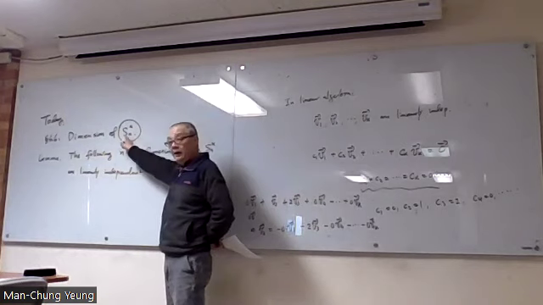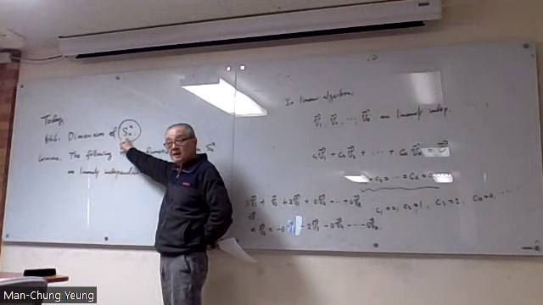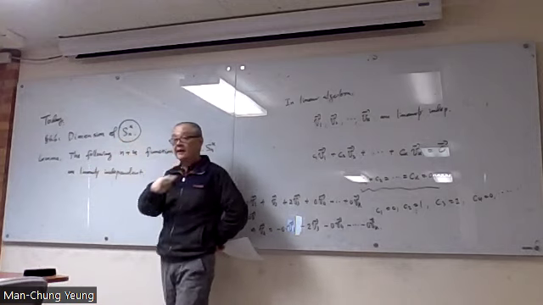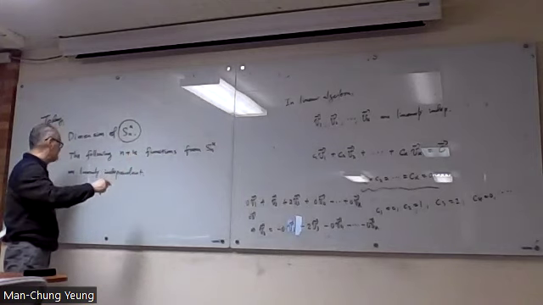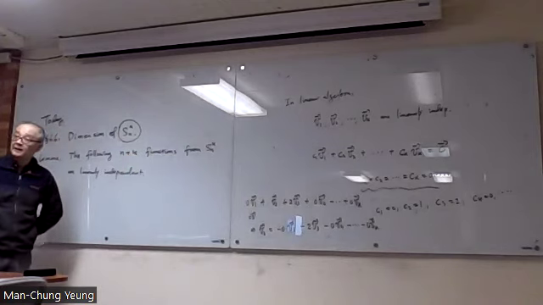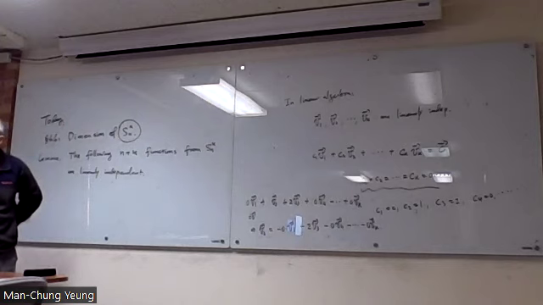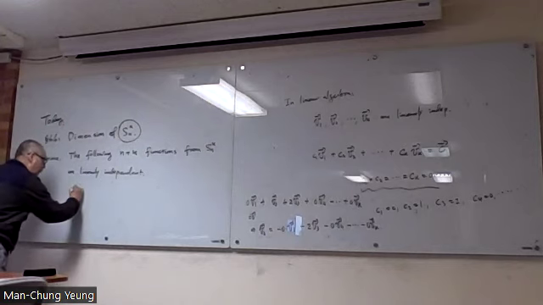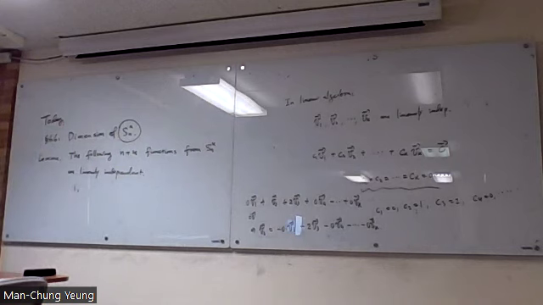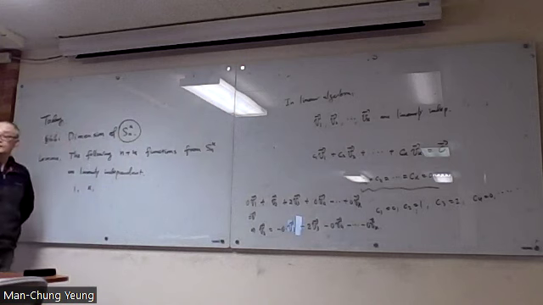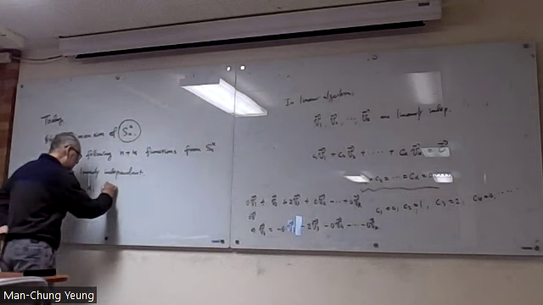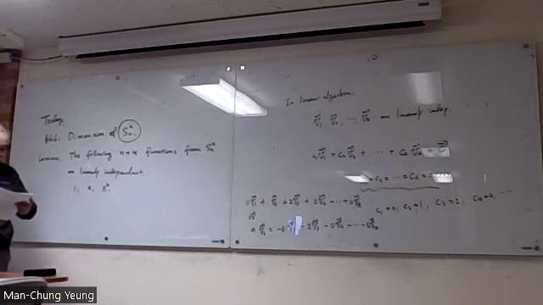Each element in this space is a function. Now extend. The following n plus k functions are linearly independent. Which n plus k functions? 1 is a polynomial. X is a polynomial. X square is a polynomial.